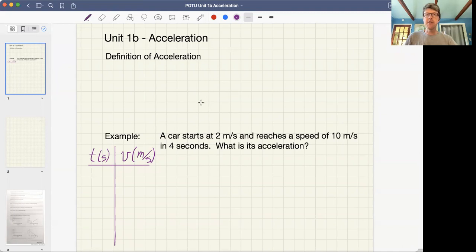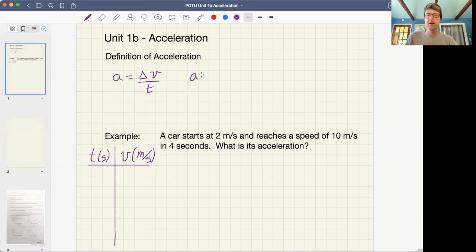First of all, the definition of acceleration. Acceleration is defined as the change in velocity over time, or the change in speed over time. It's actually the change in velocity because it includes the direction, but we'll get to that later. So change is written like this with a triangle. The triangle is actually the Greek letter delta. So that means delta V over T, that's the change in velocity over time.